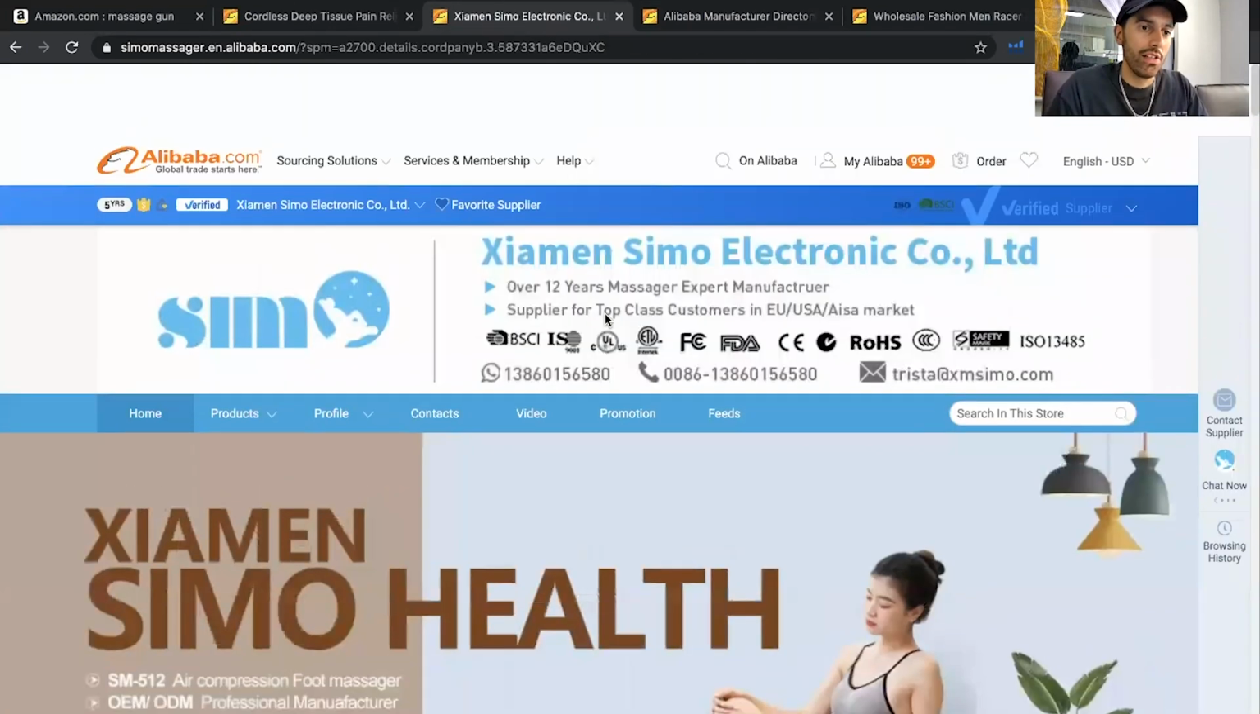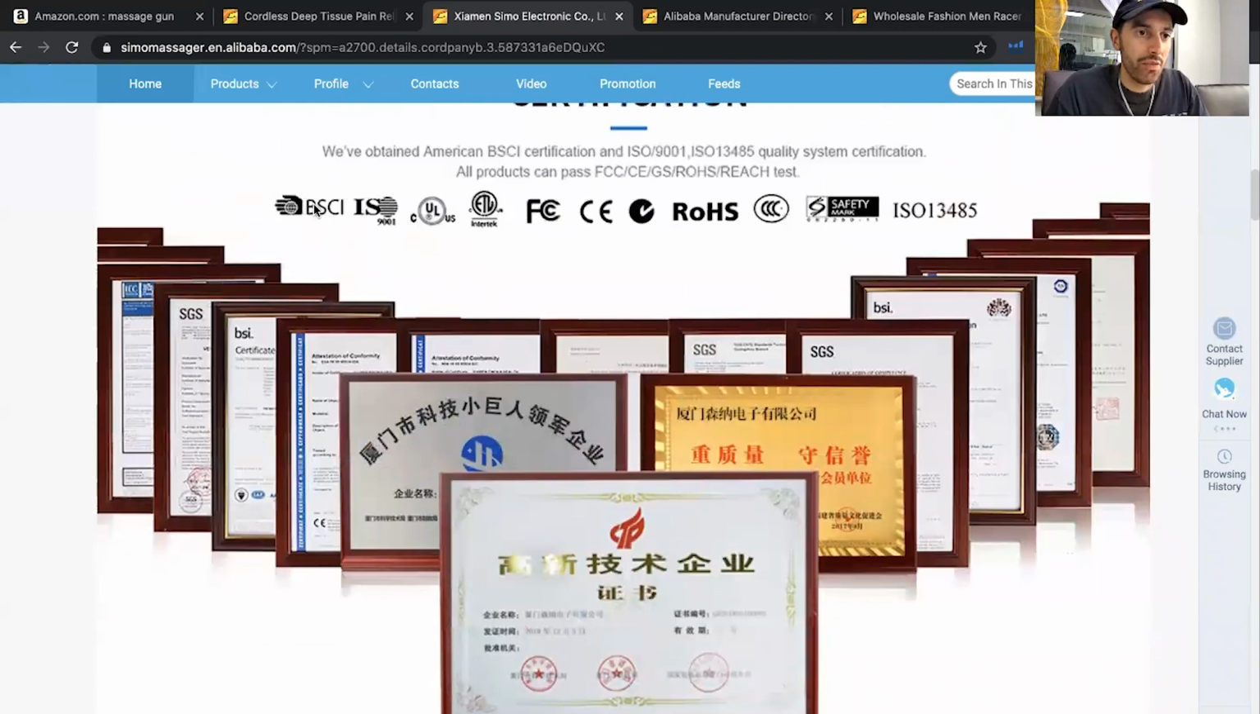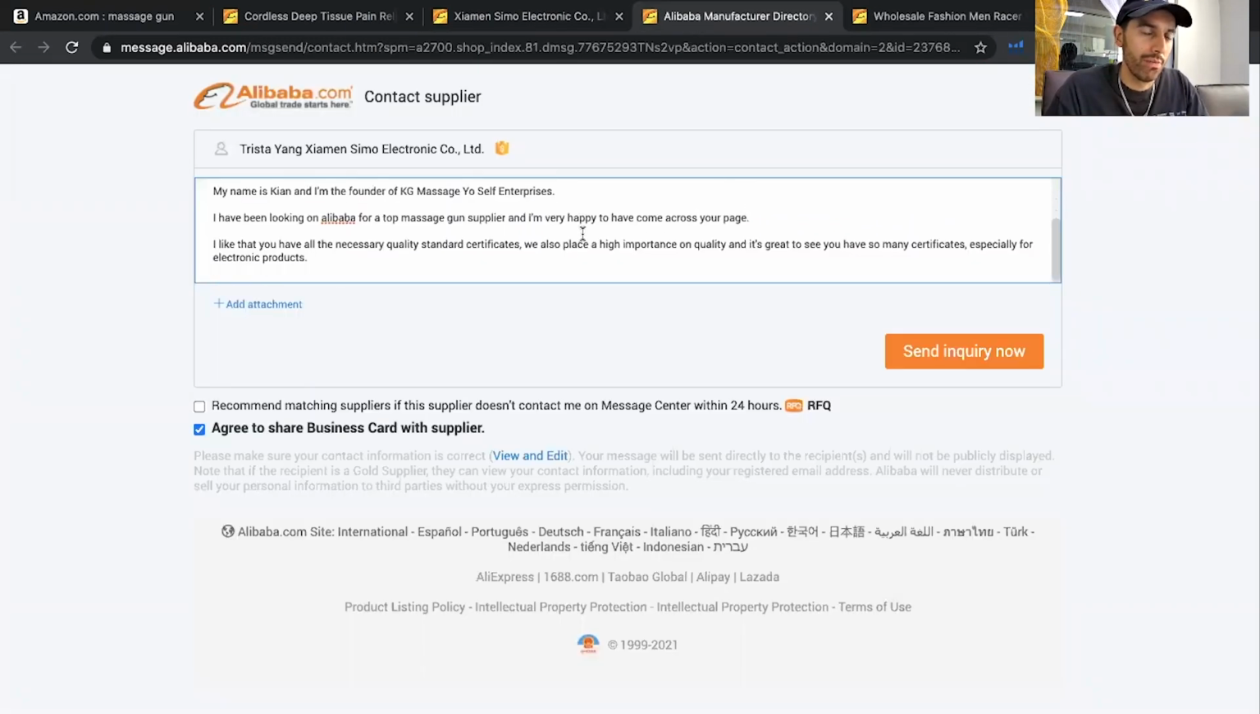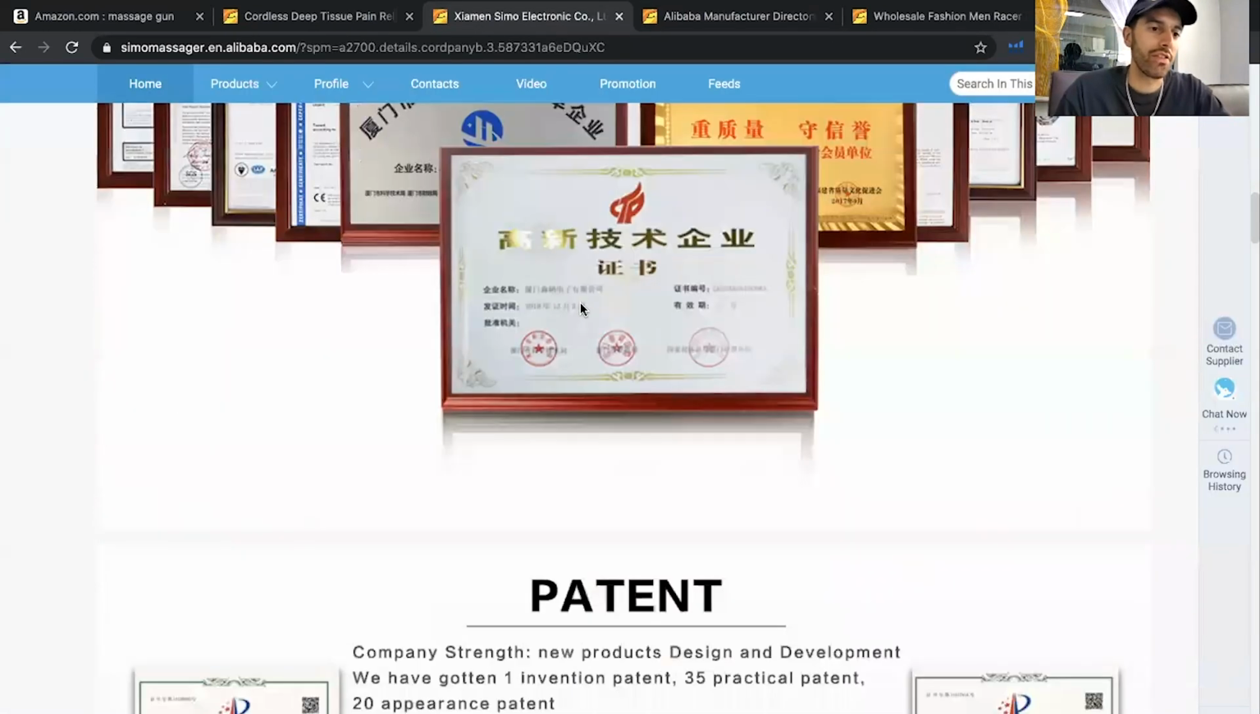So let's just say here, which one do we like? BSCI is more for the factory, CE is more for the product. CE is more for Europe. So we can say, let's just say, for example, we are looking to sell in Europe market. Could you kindly send us your CE certification for the massage guns?